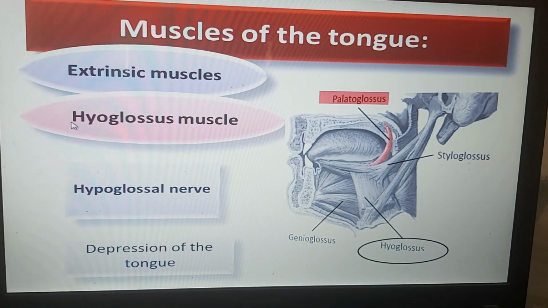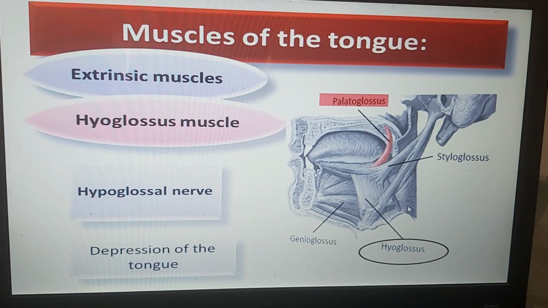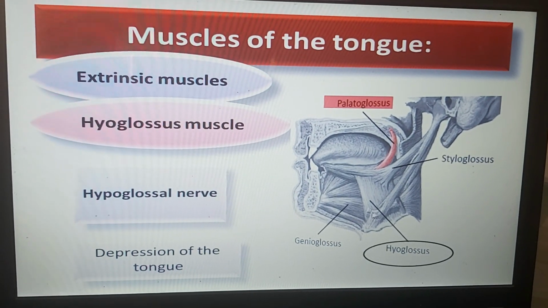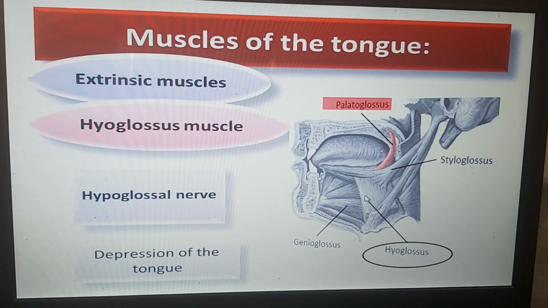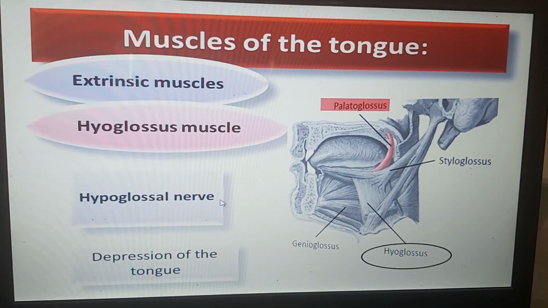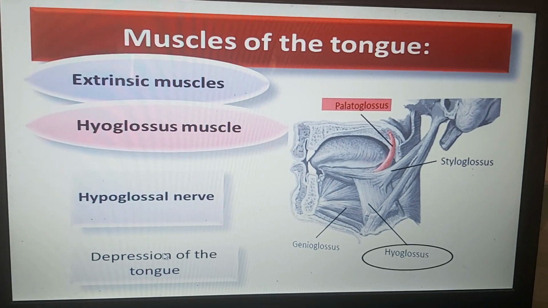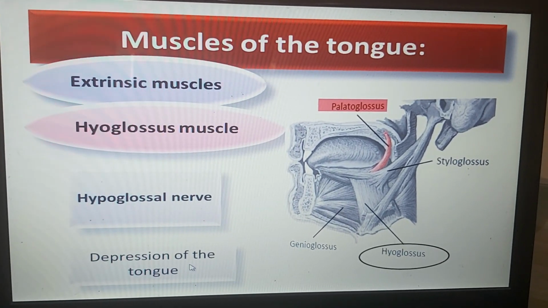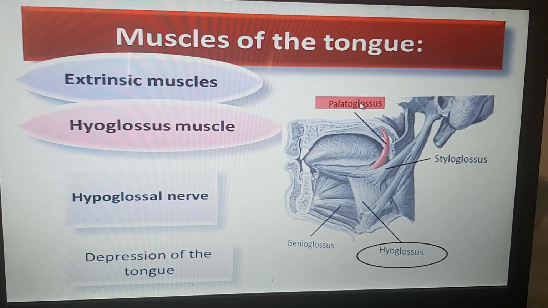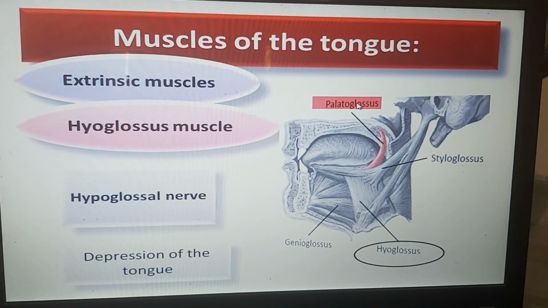The third one is the hyoglossus muscle. The hyoglossus, from its name, arises from the hyoid bone to be inserted on the tongue. This is the hyoglossus muscle. It's innervated by the hypoglossal nerve. It causes depression of the tongue. The last one is the palatoglossus, as we mentioned before in the palate.